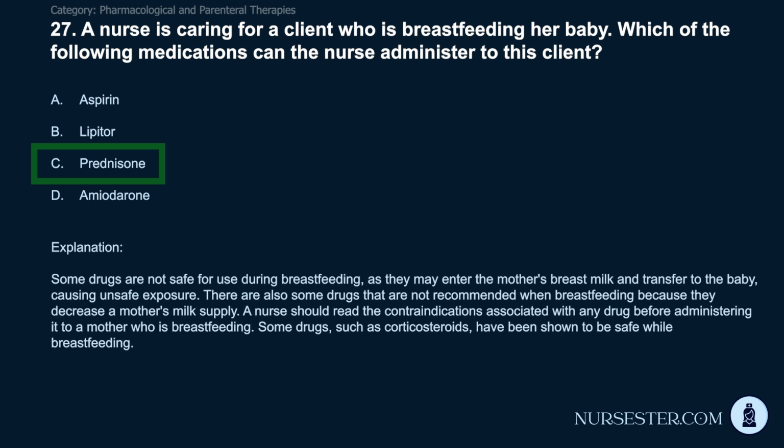Prednisone. Some drugs are not safe for use during breastfeeding, as they may enter the mother's breast milk and transfer to the baby, causing unsafe exposure. There are also some drugs that are not recommended when breastfeeding because they decrease a mother's milk supply. A nurse should read the contraindications associated with any drug before administering it to a mother who is breastfeeding. Some drugs, such as corticosteroids, have been shown to be safe while breastfeeding.